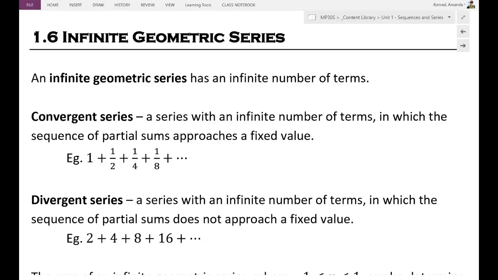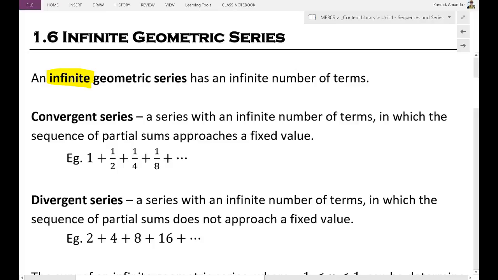Lesson 1.6, Infinite Geometric Series. You've heard a lot about arithmetic and geometric sequences and series. So now we're adding just one more word to the picture, and it changes what we're doing by just a little bit. And it's that word, infinite.